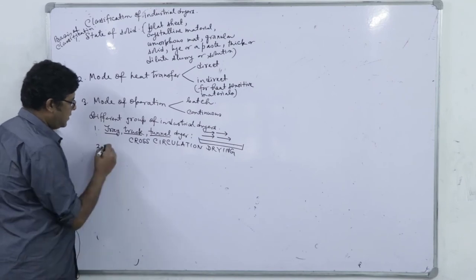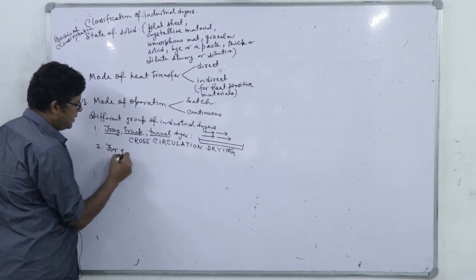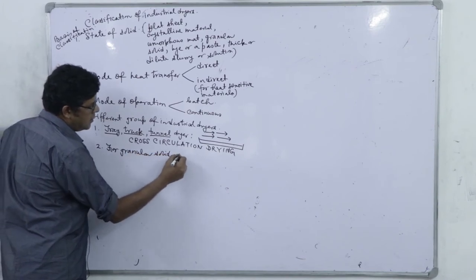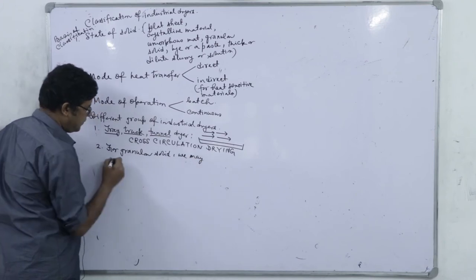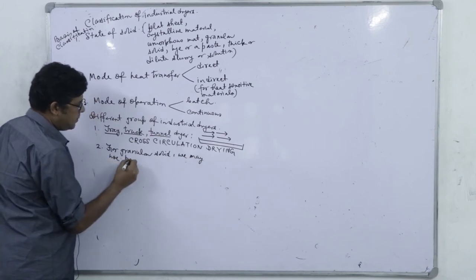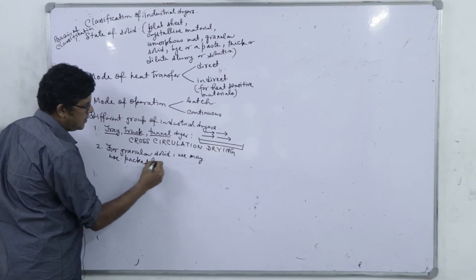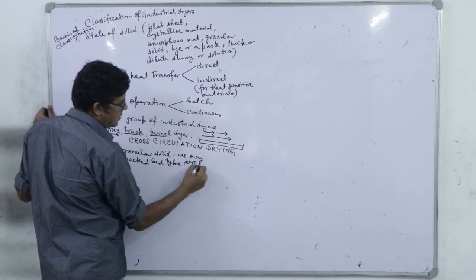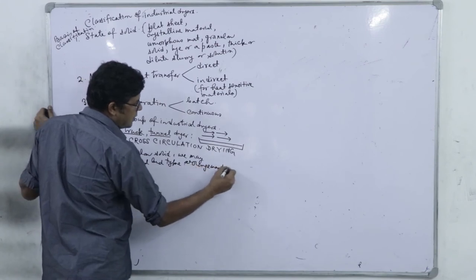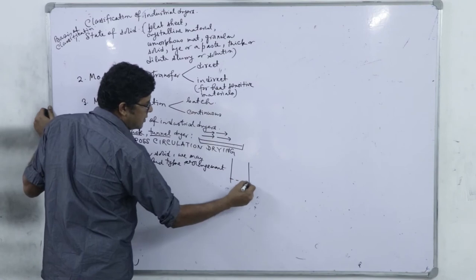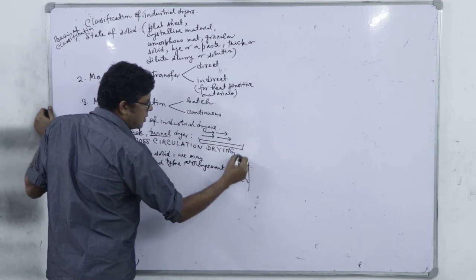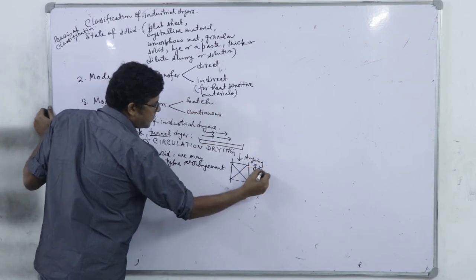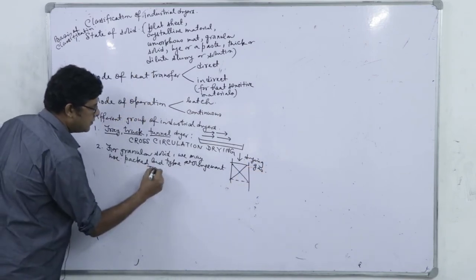So, next, for granular solid, we may use a packed bed type arrangement. We keep the solid here and we pass the drying gas through the bed of the solid. So this is called through circulation drying.